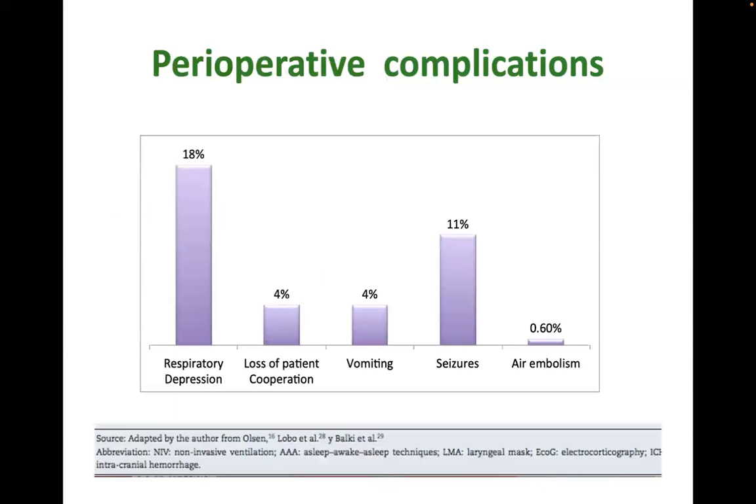So this was a study published a few years back in Europe, and the incidence of respiratory depression was 18%. Similarly, loss of patient cooperation 4%, vomiting 4%, seizures 11%, and very low chances of having air embolism. So the loss of patient contact or cooperation was more with the use of propofol and remifentanil. Similarly, the incidence of respiratory depression was more in patients whose sedation was managed by propofol or any sort of narcotic like remifentanil.